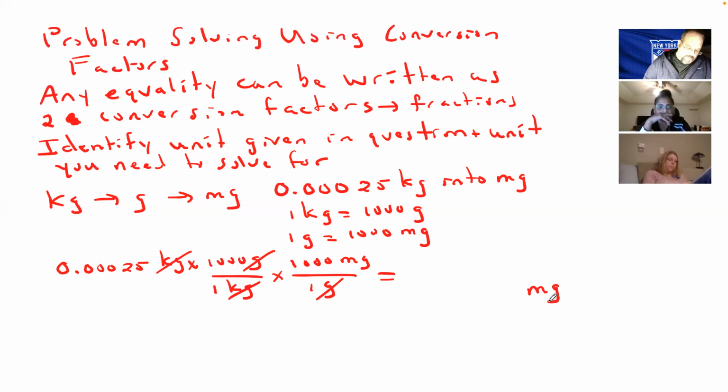So move the decimal point 3 places first. So 1, 2, 3, and then move it another 3 places, 1, 2, 3. So I believe we come up with 250 milligrams as our answer. And I'm going to check, because it's probably a good idea to do so. And yes, so 250 milligrams would be the answer here. All right.